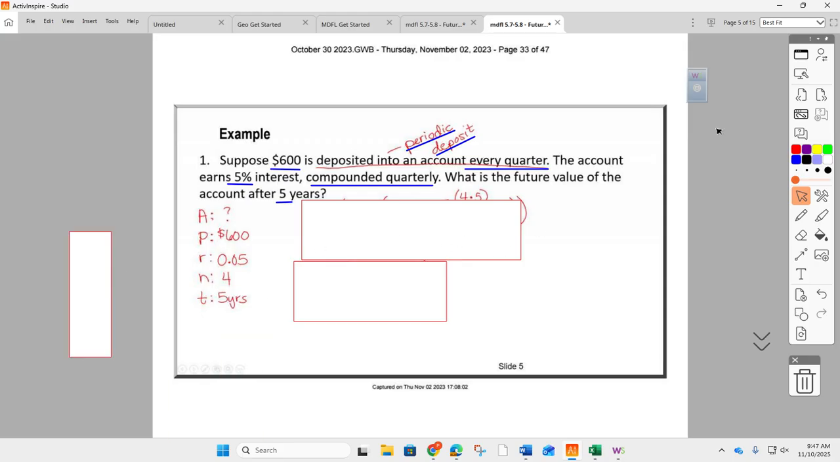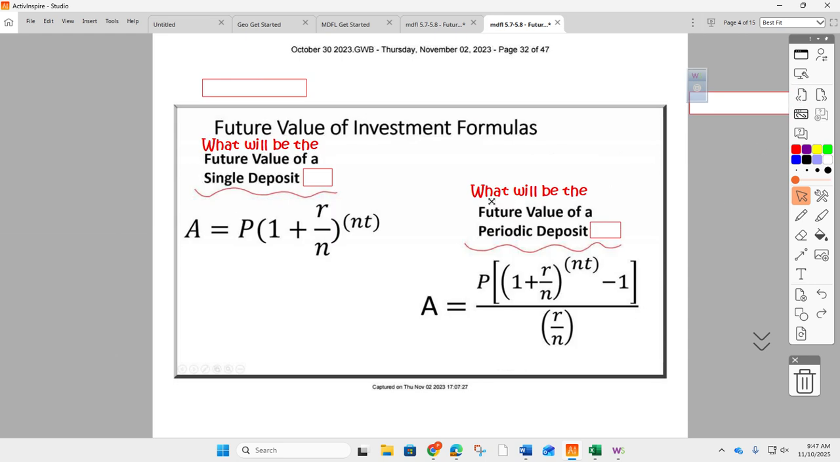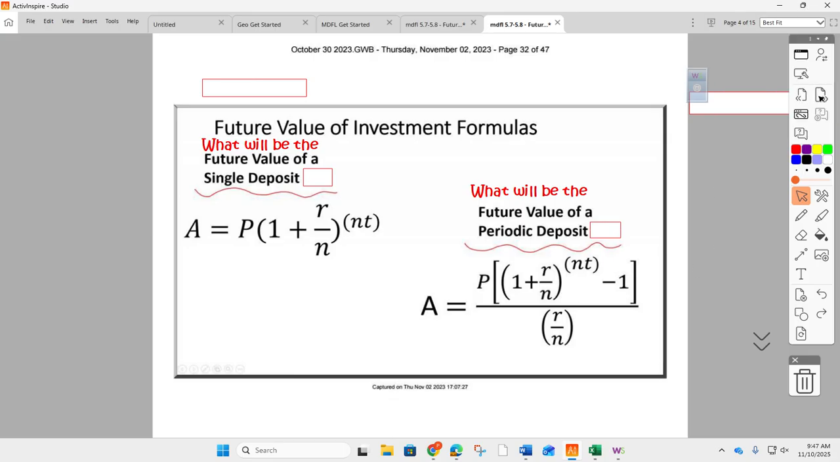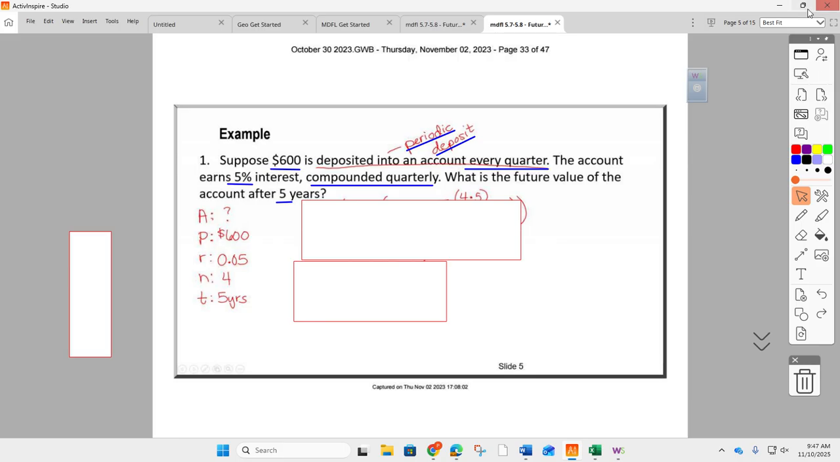So we're plugging it in. We have a periodic deposit, and we want to know the future value of it. So this is the formula we're going to use. This would be the single deposit. This would be the periodic. Does that make sense to everyone? All right. So now we're going to go to our Desmos calculator, and we're going to enter that.